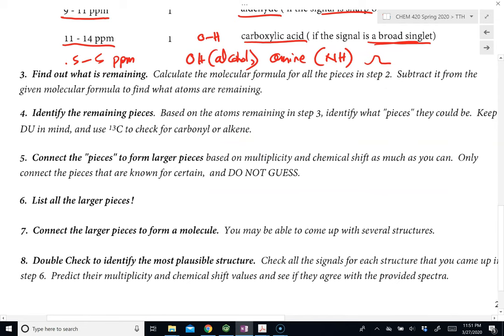Once we have identified the pieces in step 2, find out what is remaining. So basically calculate the molecular formula for all the pieces that we came up with in step 2, and then subtract it from the given molecular formula to find out how many of the other atoms we have remaining. And once we know what is remaining, we will try to find out what the other pieces could be. And keep in mind the degree of unsaturation, and use carbon 13 and IR to double check for carbonyl and alkene.